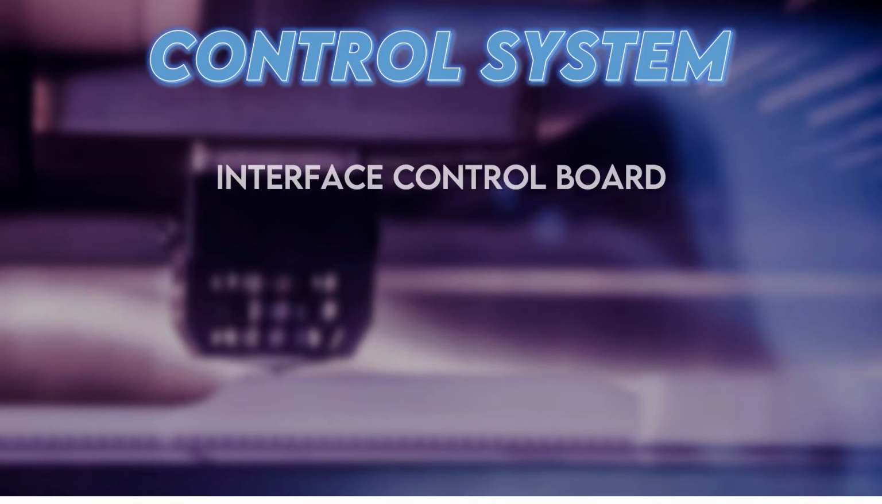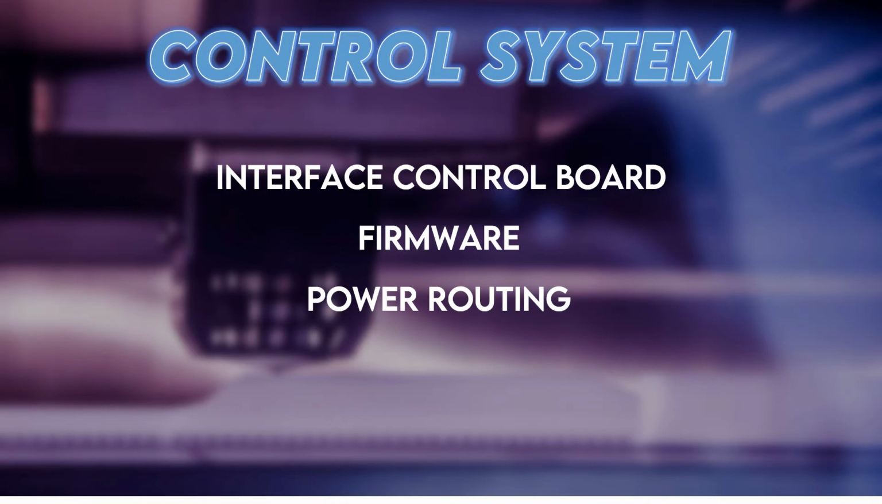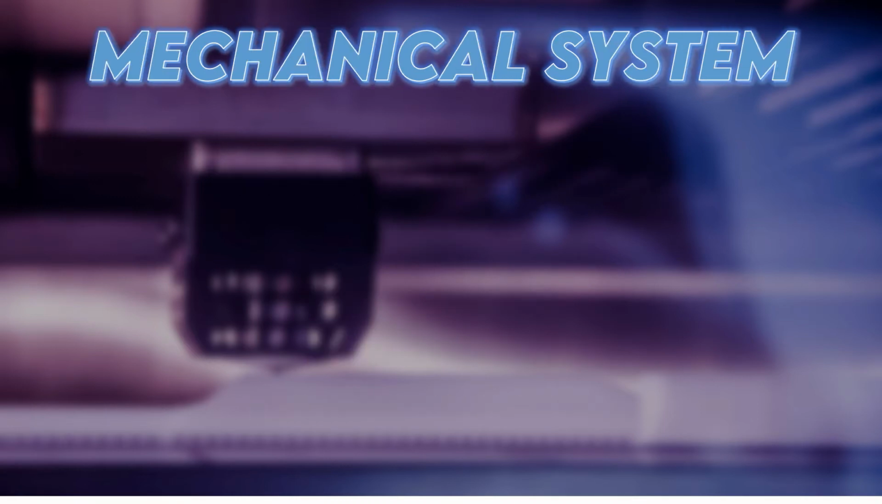Let's start with the control system. The control system covers everything involving electronics, power, and signal processing within the machine, including these subsystems and components: interface control board, firmware, power routing, signal routing, and network management. Now let's look at the mechanical system.